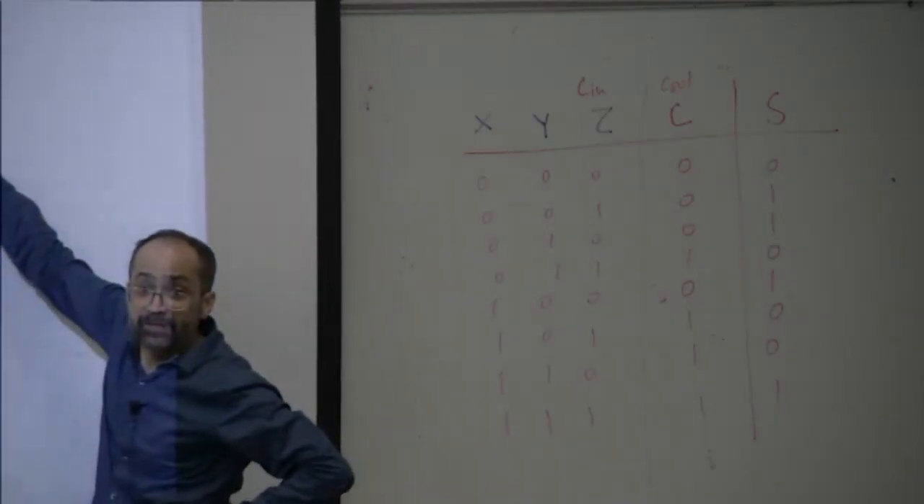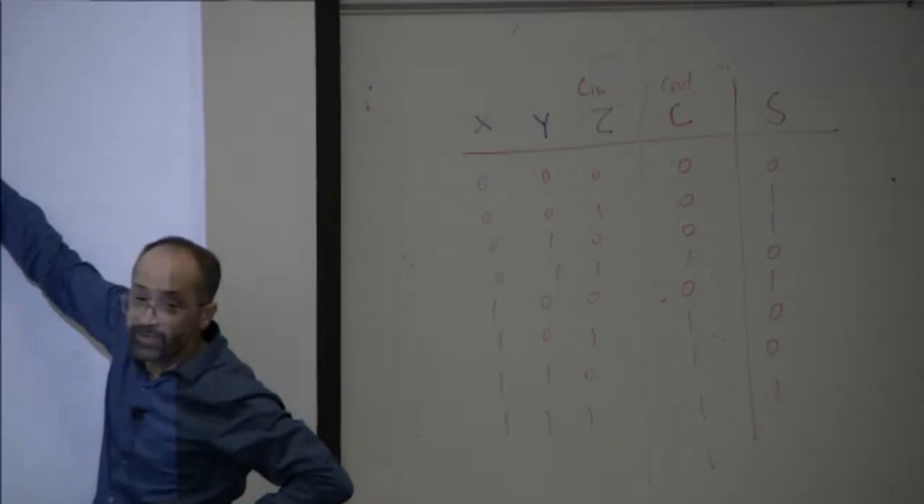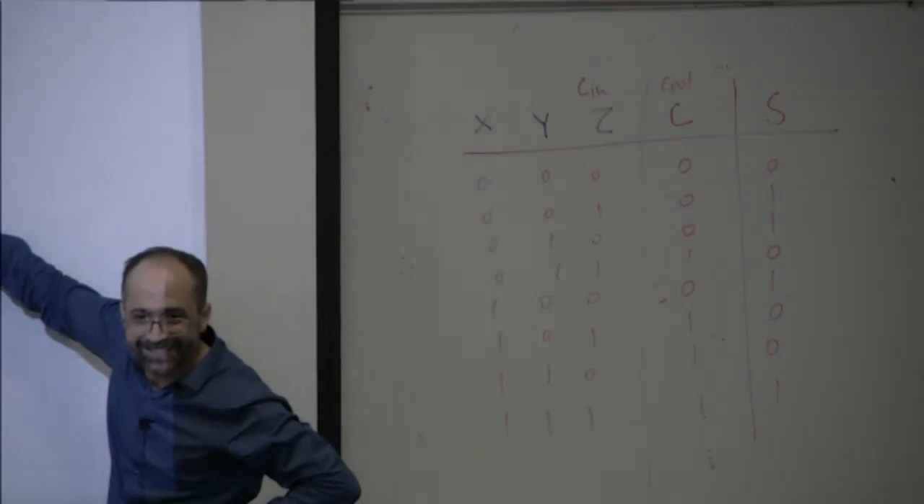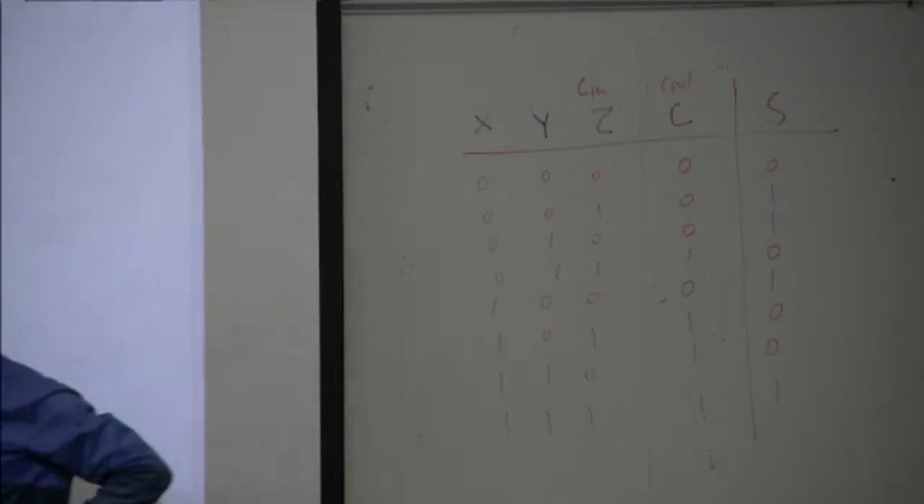So what is this? Yes, please. What is this? This is Z. And what is this? X. What is this? Y. What is this? S. What is this? C. Got it?